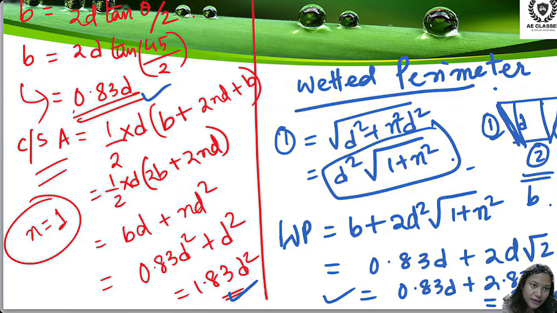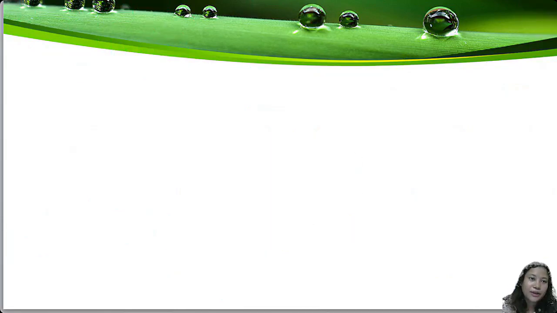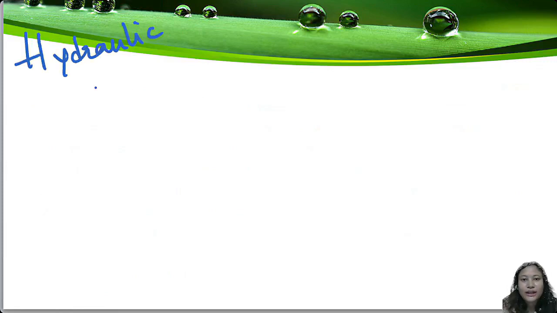Okay, so we have got our area, we have got our wetted perimeter. Now the next thing comes, again one more very important term, that is known as the hydraulic radius. Hydraulic radius.